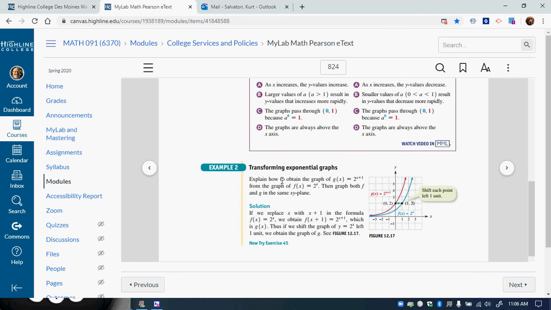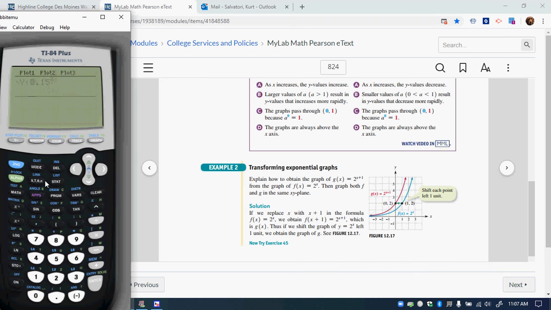Now, if we want to transform exponential equations, meaning move them to the left or move them to the right, they behave just like we've done with other equations, just that we add that to the exponent. So that's what they're doing here, we have an original equation at 2 to the x, but then if we want to move it to the right, we would actually just say x plus 2. So let's take a look at that. We'll clear it. Okay. And so let's put in the normal equation. Let's just say it's 2 to the power of x.